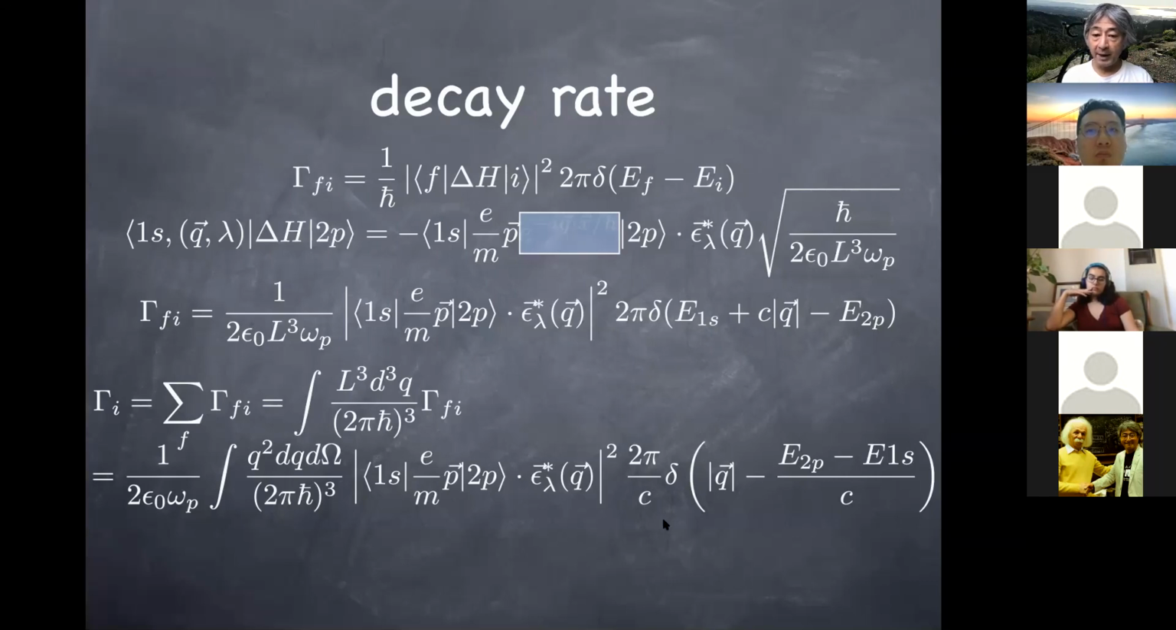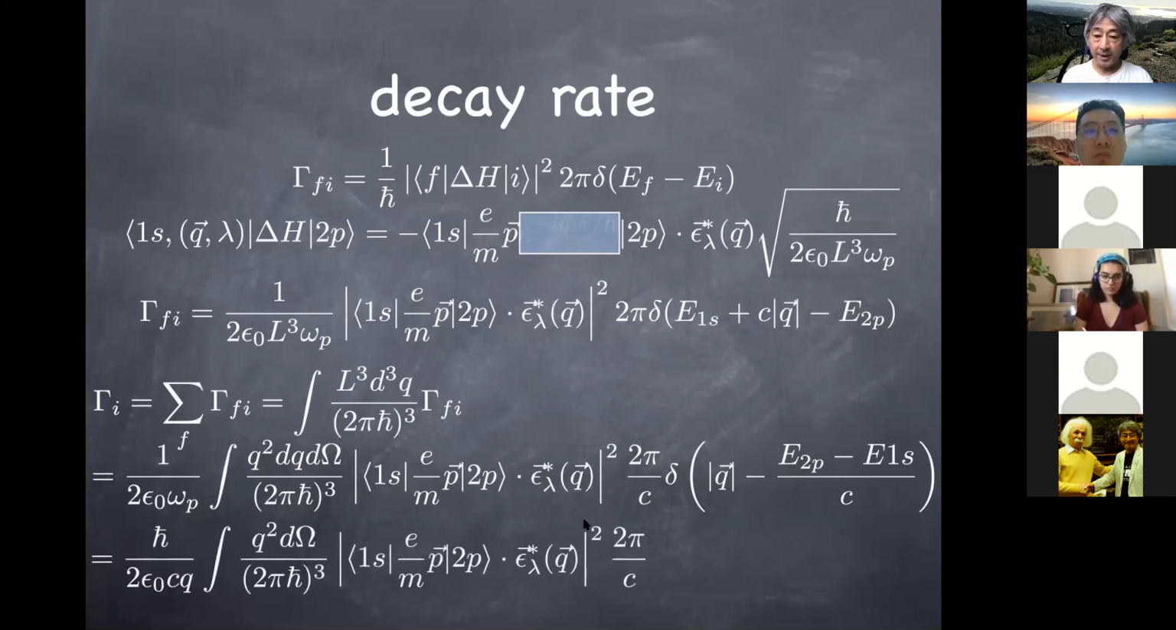But now that you have paid attention to it, I can just go ahead and do the integral over q. So the q integral is now eliminated. And then I find this rather simple expression.